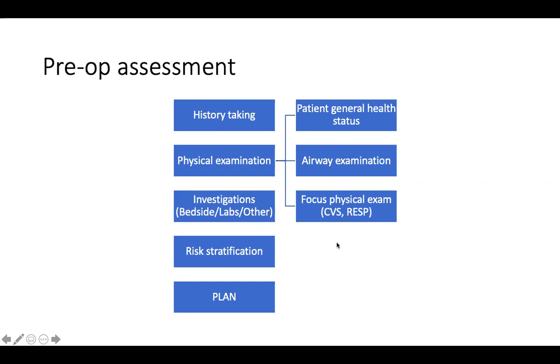And then the last part of your physical examination is mainly focused. And in anesthesia, we focus on the cardiovascular system, the respiratory system. We may look at other systems as well, guided by the physical examination and the type of surgery that the patient is undergoing. But for most operations, we do a focused cardiovascular and respiratory examination.